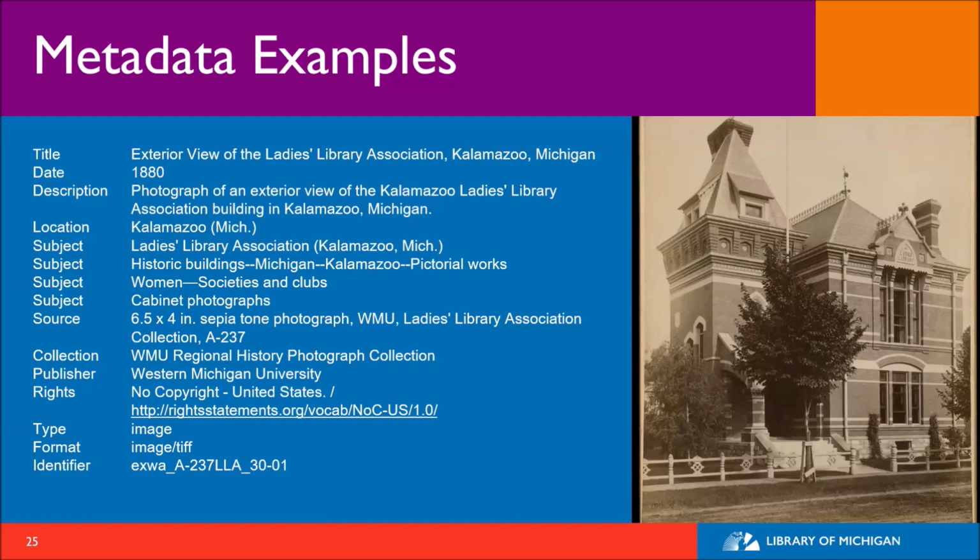The source field, which is a simple Dublin Core field, describes the physical properties of the item, the source of the digital collection or the digital object. It describes the physical size of 6.5 by 4 inches, sepia tone photograph. It's from our university and the Ladies Library Association collection, and then it has a succession number. So we know that this digital object came from this physical object and where it came from.